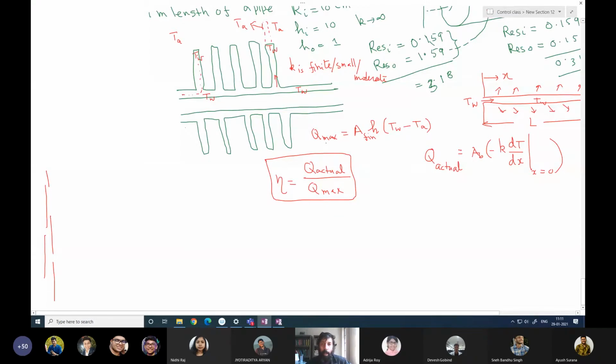And in that case, Q max is area of fin times h times TW minus TA. But for an actual fin, the T at different places will be different from TW. If this is TW, this may go almost to T ambient, or a little less, a little higher than T ambient. So that's a real fin. And because this temperature drop is reducing towards the tip of the fin, the amount of heat transfer also reduces. So the Q actual is always lesser than Q max. And we can obtain Q actual if we can get eta of the fin.